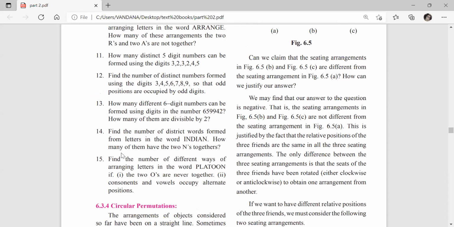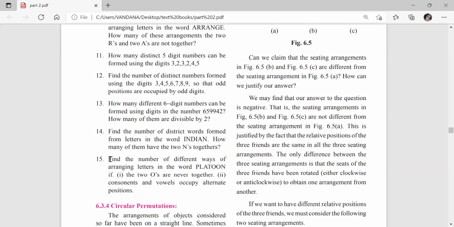14. Find the number of distinct words formed from the letters in the word INDIAN. How many of them have the 2 N's together? 2 N's are together. Indian. I think this is the 14th one, right? Sorry, have we forgotten the 12th?